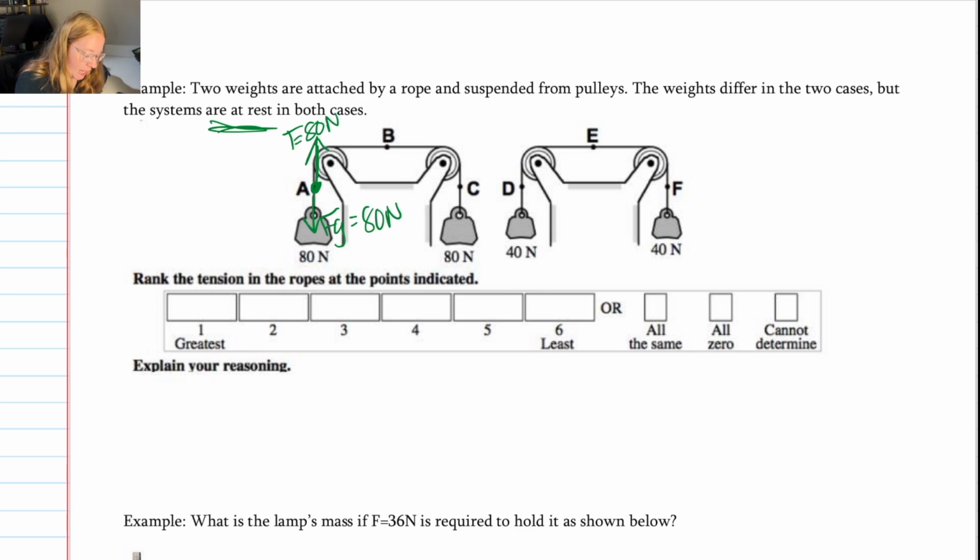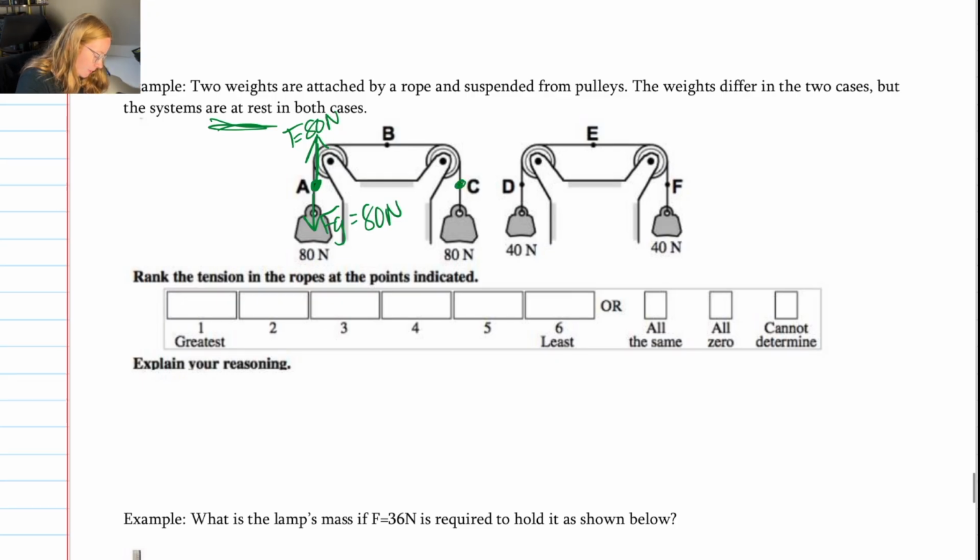So if we look at A, it makes sense that if gravity is pulling 80 down, tension should be pulling 80 up. Same thing for C. I feel like C should be 80 as well. B is a tricky one. Some people think it should be 160. Some people think it should be 0 because one's pulling right, one's pulling left.